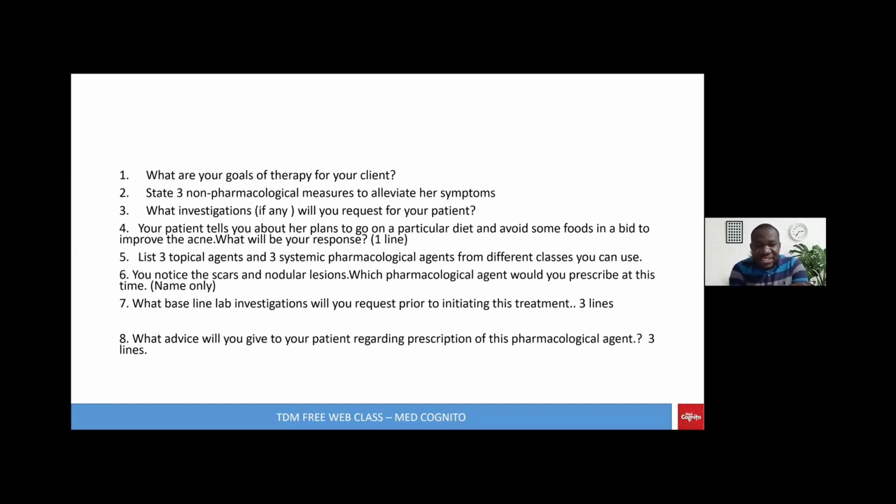What investigations, if any, will you request for your patient? What investigations, if any, will you request for your patient? Let's see responses for question 3. Yes, I see reduce stress, reassurance, and education. I see pregnancy test. None. I see none. I see H. pylori test. I see beta HCG, LH, FSH. None. I see none.